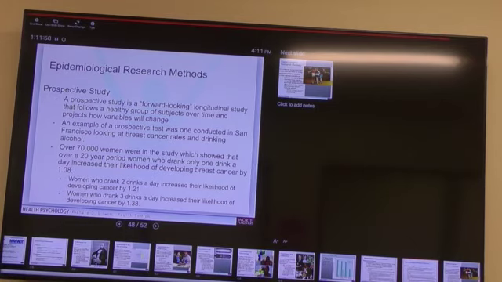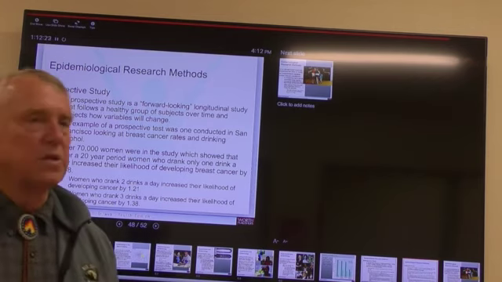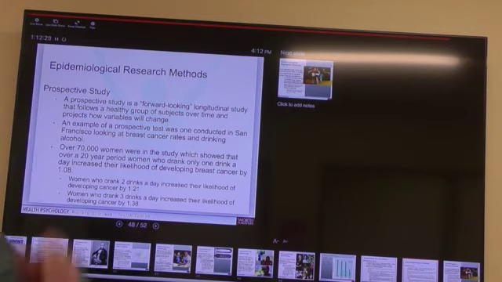So this was a really controversial study, but they looked at all these women. Over 70,000 women were in the study, and it showed that over a 20-year period, women who drank only one drink a day increased their likelihood of developing breast cancer by only 1.08%. That's not bad at all. Women who drank two drinks a day increased their likelihood of developing cancer by 1.21%. And women who drank three drinks a day increased their likelihood of developing cancer by 1.38%. So the more you drink, the more likely you are to have breast cancer.